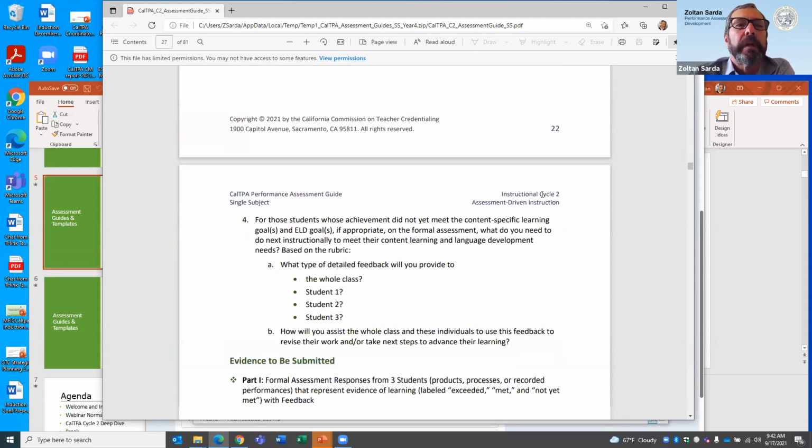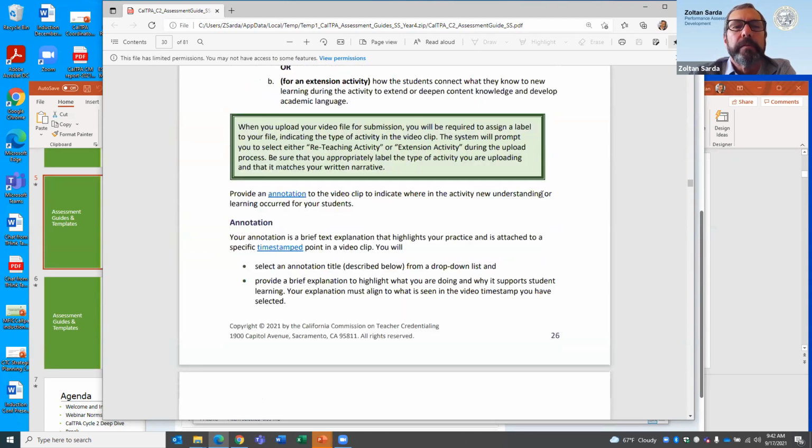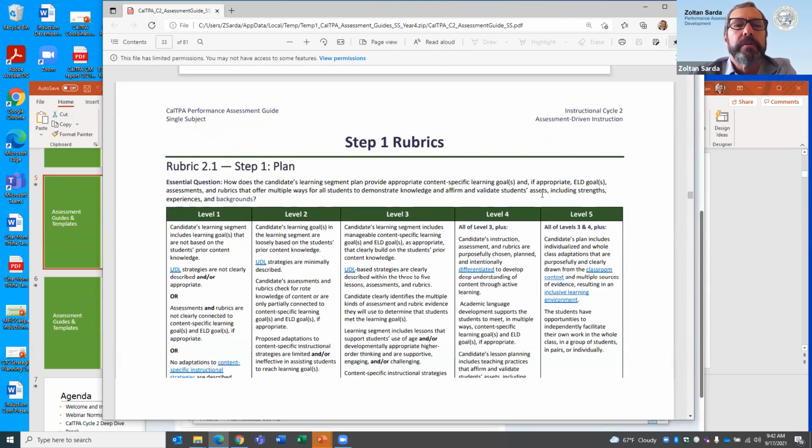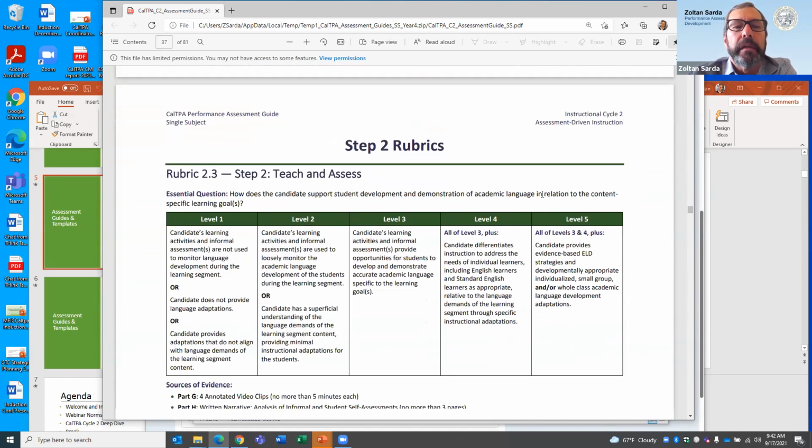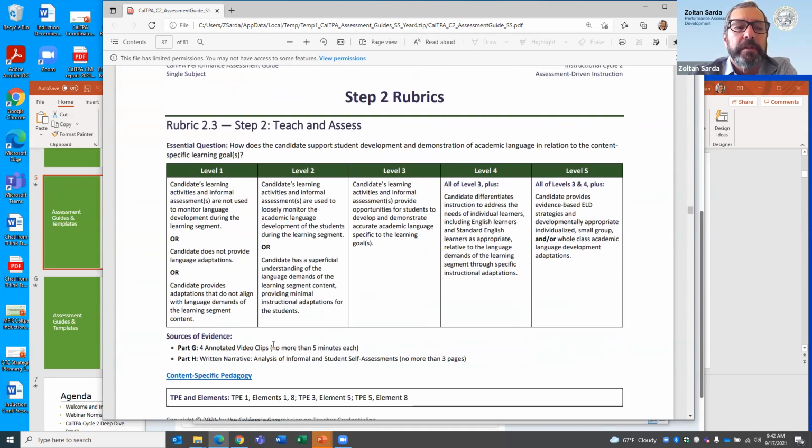And for the rubrics, part 2, step 2, there are 5 of them. And again, the sources of evidence are just the annotated video clips and the videos, and part H, the written narrative. So again, rubric 2.3 is really focused on the development and support of academic language in relation to the content-specific goals. So where are they really working with students around understanding that academic language?